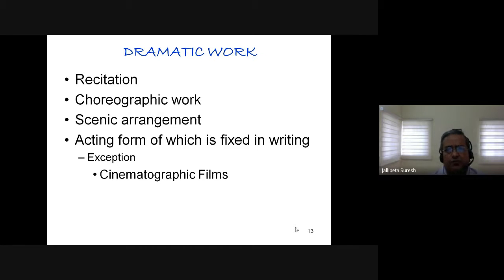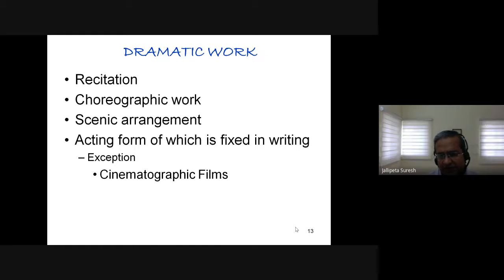Now, let's move on to dramatic work. Say, if I write a poem, writing a poem is a literary work. And when I do the recitation of this poem, it becomes a dramatic work, it is adapted to a dramatic work. Therefore, if I write a poem which is a literary work, my protection extends to an adaptation which is a dramatized version of my literary work. If somebody does a choreographic work, it is a dramatic work. Scenic arrangement and acting form, which is fixed in writing.